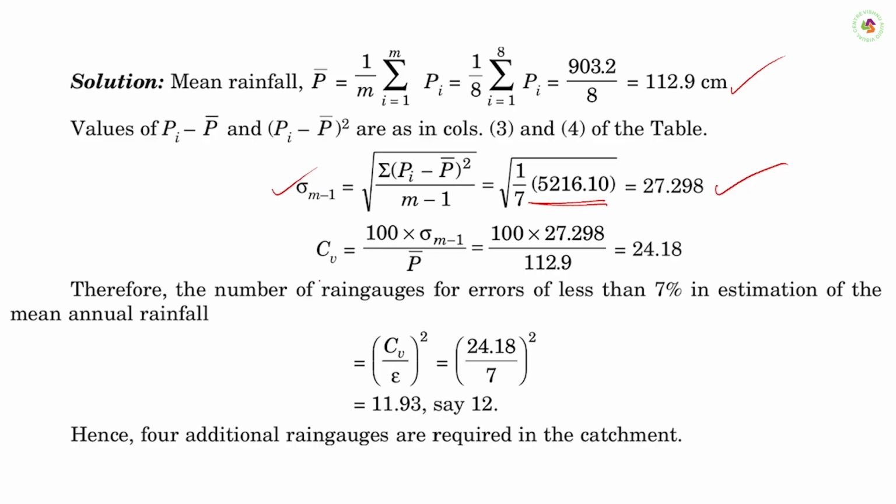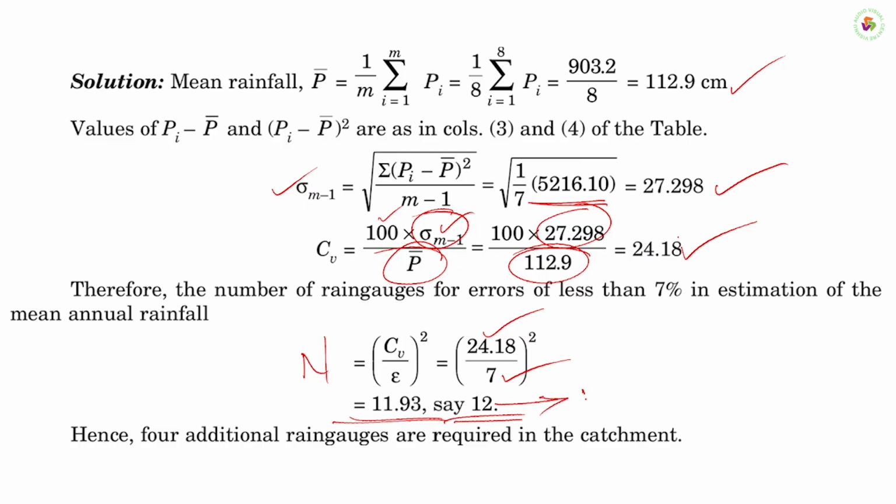Then CV is equal to 100 into sigma divided by the average; this is nothing but the standard deviation divided by the average. We got this much. Then what is the optimum number? N is equal to CV by epsilon, whole square. CV, how much did you get? 24 point something. Epsilon, how much error percentage is allowed? 7%. If you put it in, how much has it come? 11.93. So how many gauges are required? 12 gauges. 12 is required.